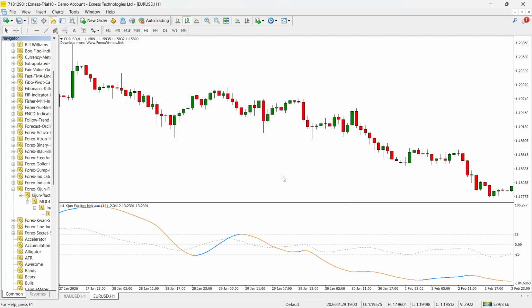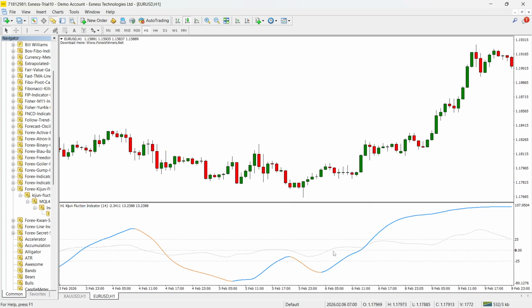Alright, so as you can see, the Forex Kijun Fluction Indicator appears as a single curve that oscillates within its own window, with values moving between negative and positive territory. When the curve value approaches the -25 region, it signals oversold conditions according to the indicator's logic, implying that price has pushed down far enough within the current context that a bullish phase may be developing.